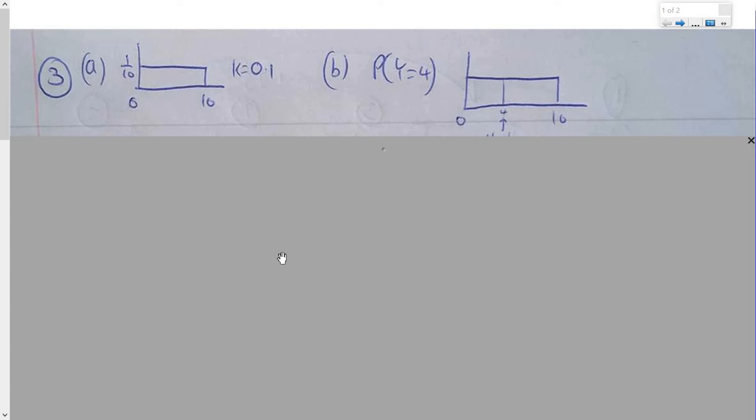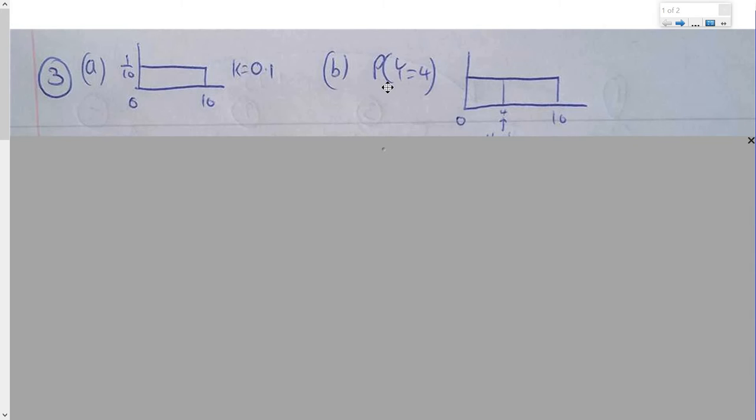So for question 3, calculate the value of k. We knew that it was going from 0 to 10. So the base of that rectangle for the rectangular distribution is 10, which means the height has got to be 1/10 or 0.1. The area under any continuous distribution is 1. So the area under the curve of a normal distribution is 1. The area in the rectangle of a rectangular distribution is 1. So the base times the height equals 1.